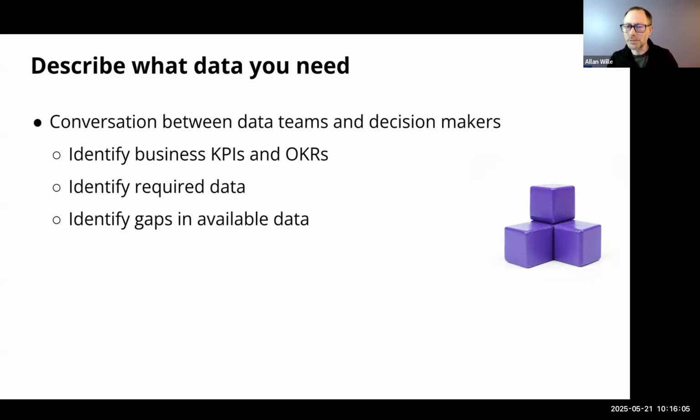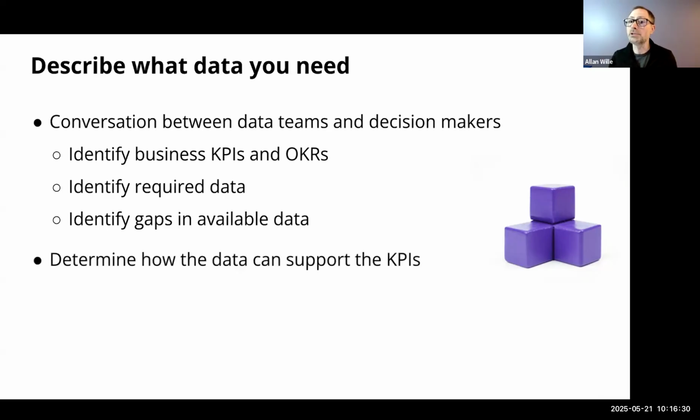As with any project, this starts with a discussion between, in this case, the data team and the end users or the decision makers. So identify what's important to the business, what goals the business is moving towards, identify what kind of data you currently have, and then, of course, identify any gaps that the business wants that maybe the data doesn't support right now.